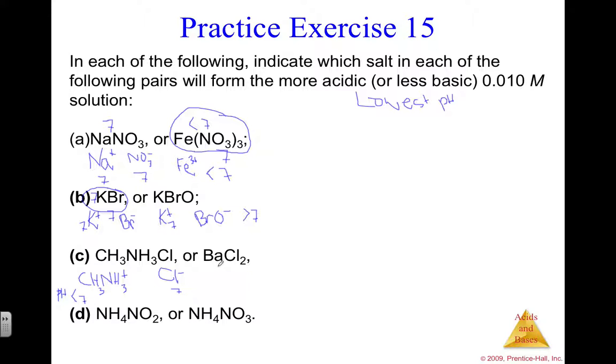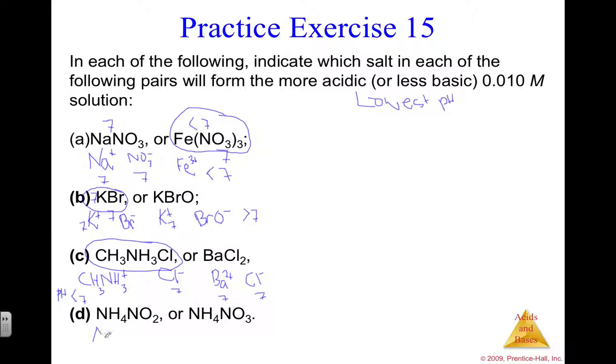So I have less than 7 and 7. Over here, barium, which I recognize as the cation of a soluble metal hydroxide, gives me a pH of 7. Chloride, conjugate base of a strong acid, its pH is also 7. So overall, I've got barium chloride with a pH of 7, and CH3NH3Cl, which has a pH less than 7. So which one has a lower pH? I have 7, or a pH less than 7. There we go. Lower pH, more acidic.